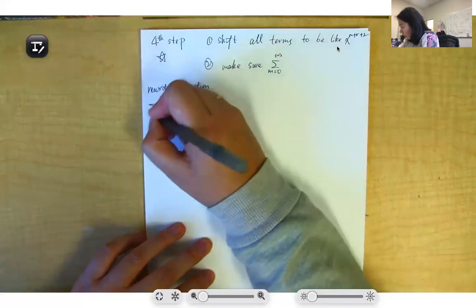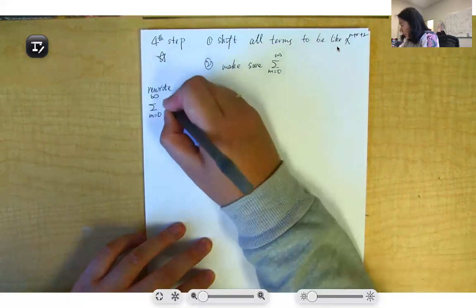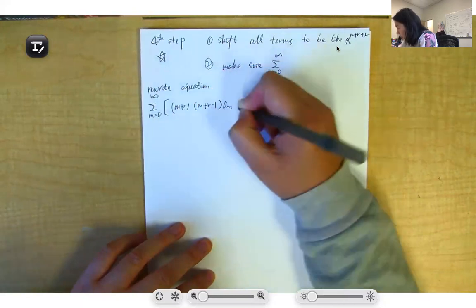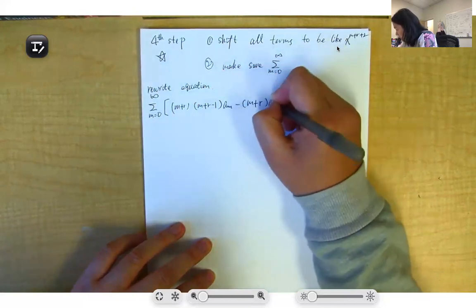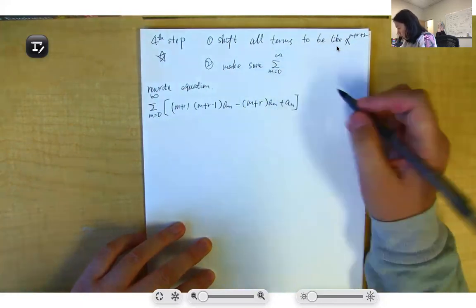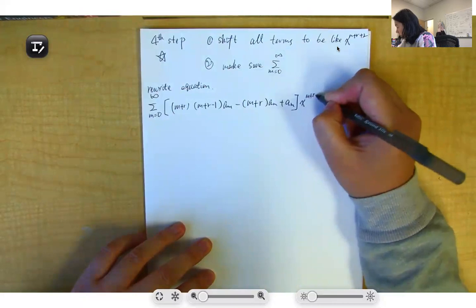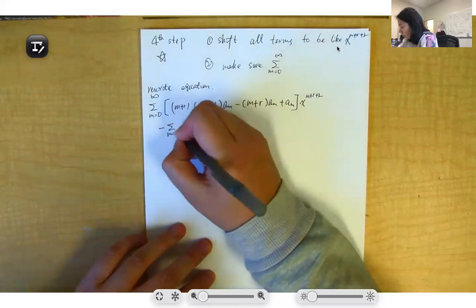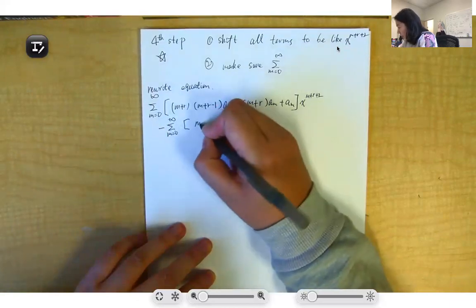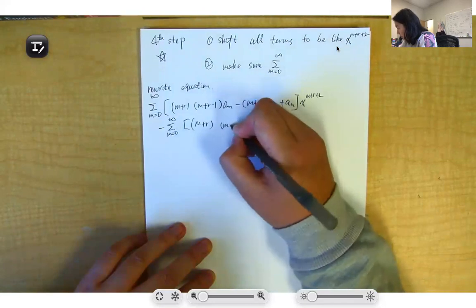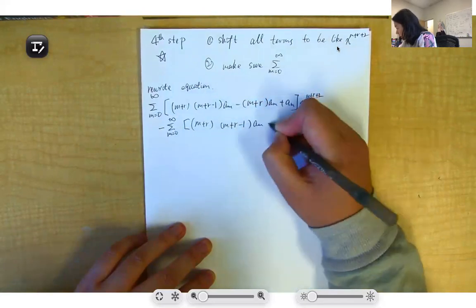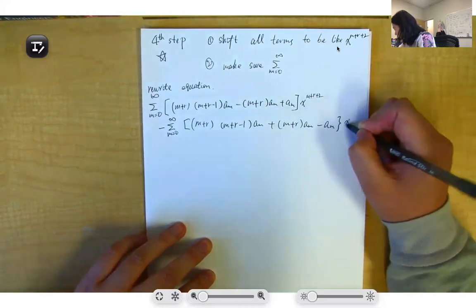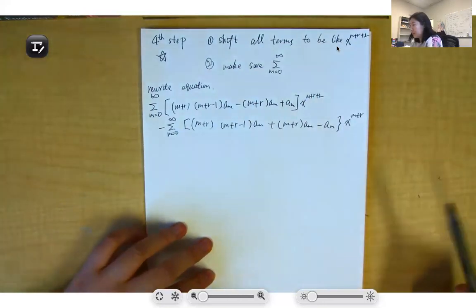We have the sum from m equals 0 to infinity of (m plus r) times (m plus r minus 1) a_m minus (m plus r) a_m plus a_m. This is the term for x to the m plus r plus 2. We also have the second term: minus the sum from m equals 0 to infinity of (m plus r) times (m plus r minus 1) a_m plus (m plus r) a_m minus a_m, times x to the m plus r.